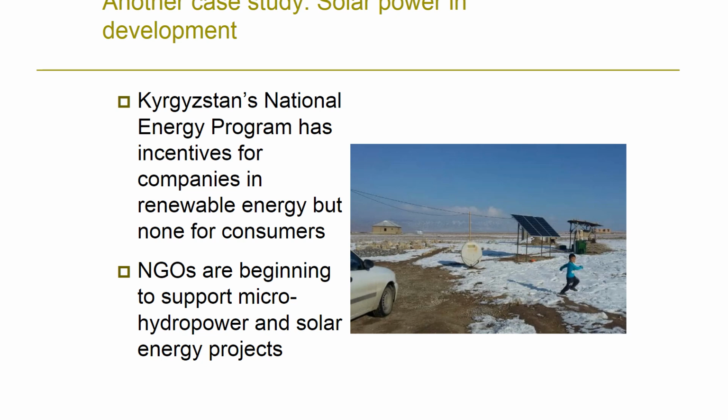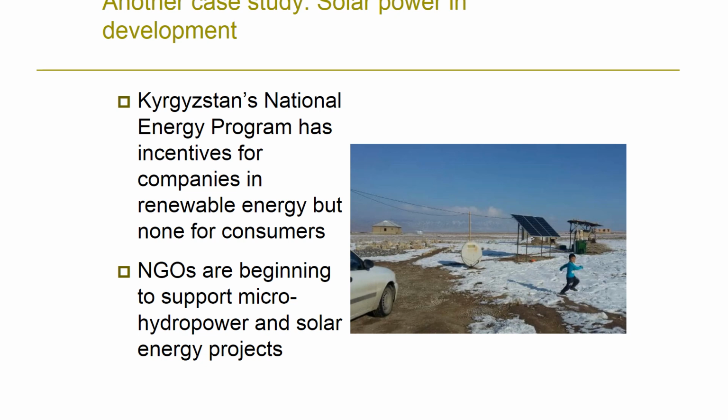In Kyrgyzstan, the National Energy Program has started to implement incentives for companies in renewable energy, so we may see availability increase in the future, but there are currently no tax incentives for consumers like we see in the States. To fill this gap, NGOs have begun to support microhydropower and solar energy projects.